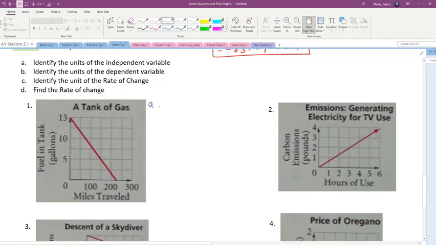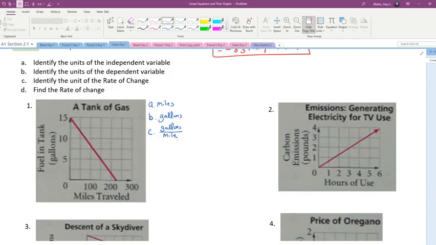Part A, my independent is my horizontal, that's miles. My dependent is gallons. And so when I compare, my dependent would be gallons per mile. How many gallons I use for every mile is what this would tell me.